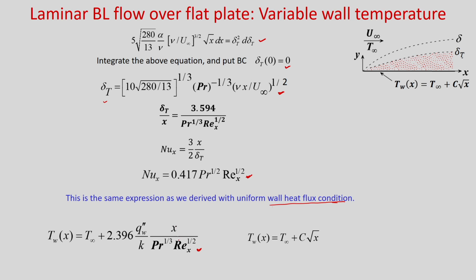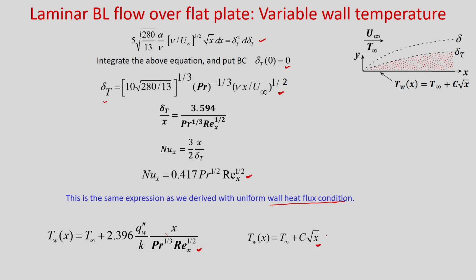So, here you can see if you take from Rex this root x outside, then you will get x by root x and it will be root x, and all other terms are constant because q double prime w is constant, k is constant, Prandtl number is constant, and here fluid properties and velocity are constant. So, all these will be constant. So, you can write Twx is equal to T infinity plus C root x.